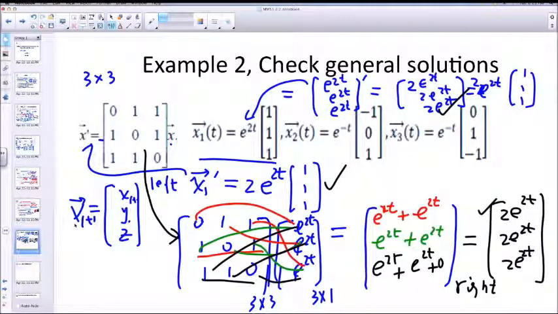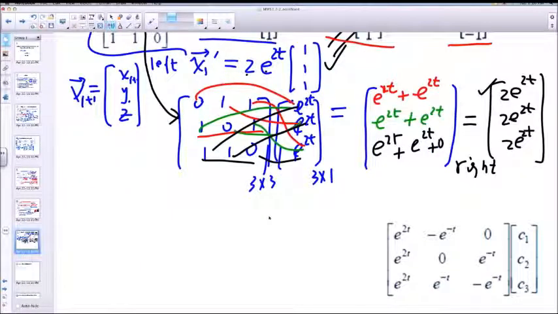Equal to twice e to the 2t times 1, 1, 1, or you can write it this way. It's up to you. So we checked 1, but that's not enough. We need to check another one. You can do it yourself at home. You take the derivative and do it on the left, and then you multiply the matrix by the same thing on the right. They should be equal.